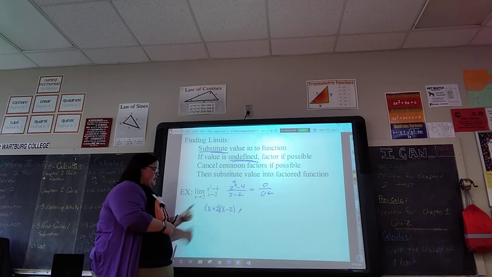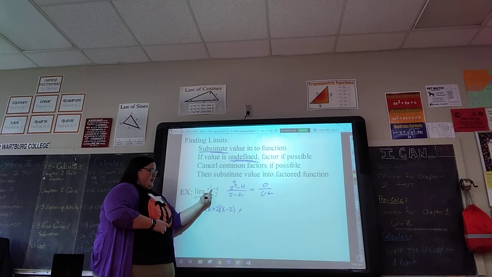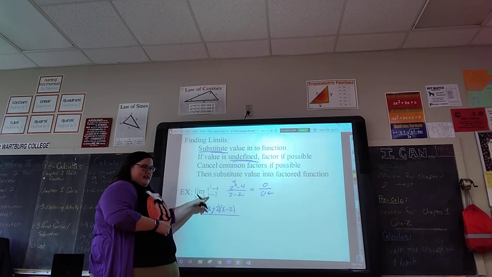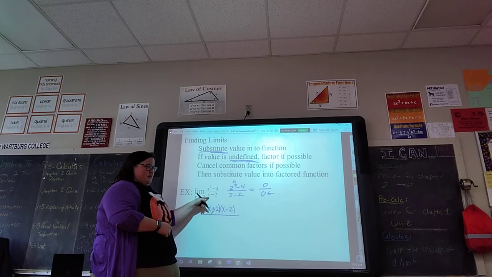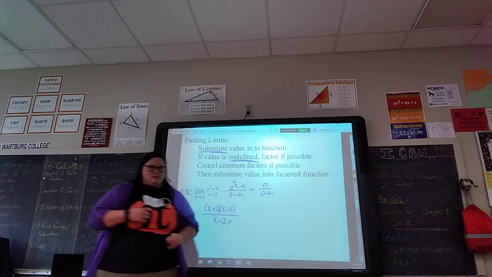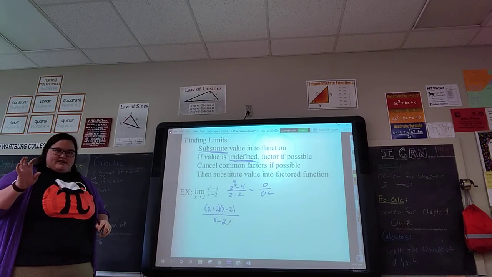And again, the reason why that works, 2 times negative 2 is negative 4, 2 plus negative 2 is 0x, so that's why we're missing that middle term. I can't factor that bottom because there's nothing in common between those two things, and it's not a square, so that's going to say x minus 2. Everybody with me on the factoring step?